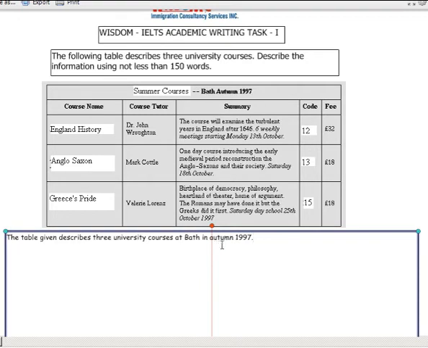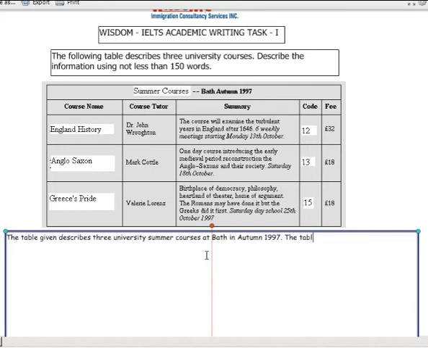Now remember, Bath is the name of a place, so it will be starting with a capital B. And these are summer courses. So summer courses at Bath in autumn 1997. And you need to put autumn with the capital A. It is a proper noun.